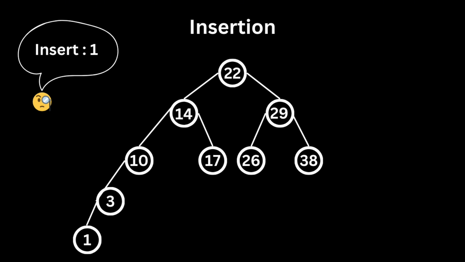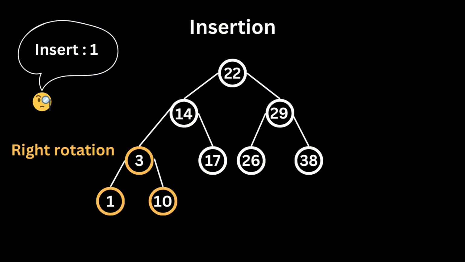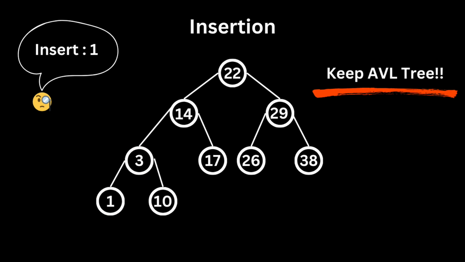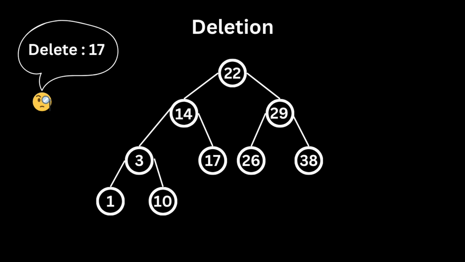Look at this, our tree isn't balanced after the insertion, so what do we do? Yup, we apply a rotation. And there we go, after the rotation, our tree is a happy AVL tree again. Remember, the key to insertion is keeping our tree balanced. And that's how insertion works in AVL trees. Pretty neat, right? Alright, let's jump right into deletion.